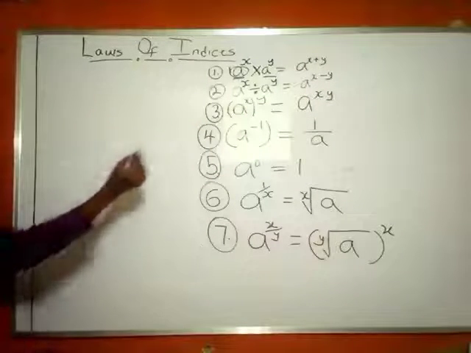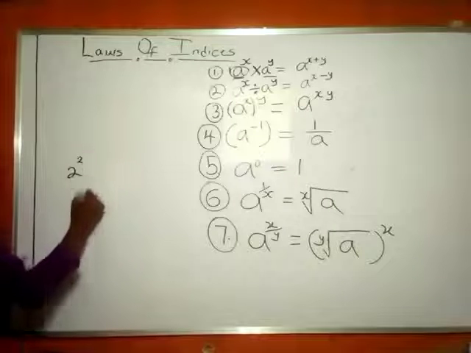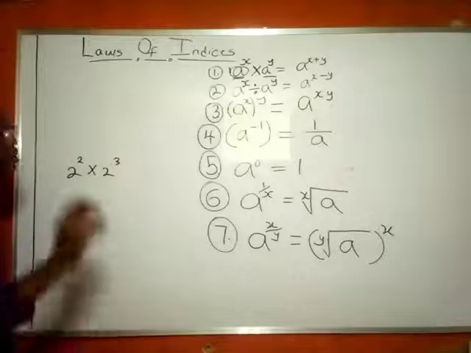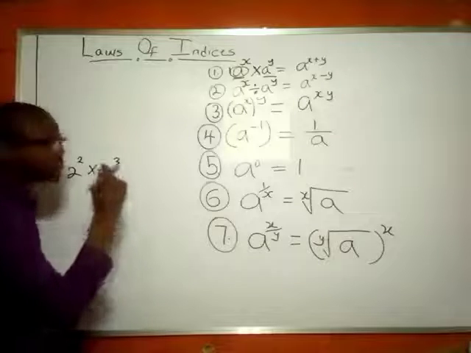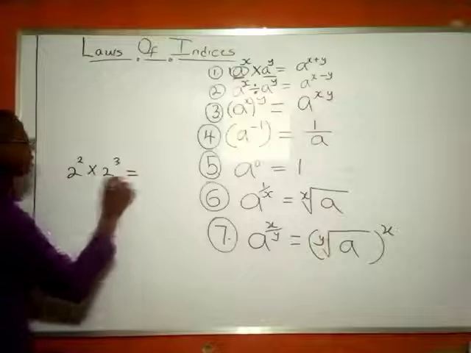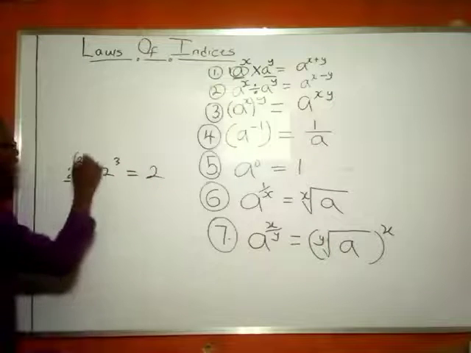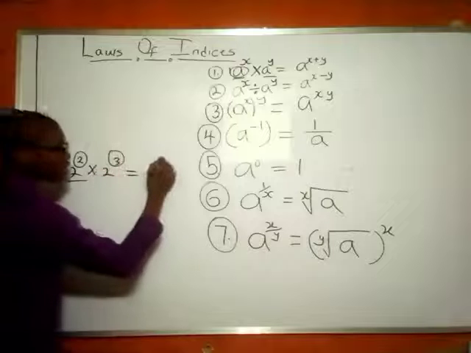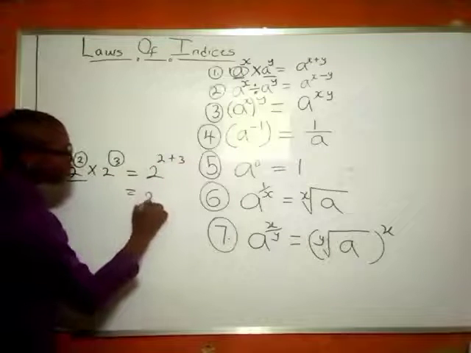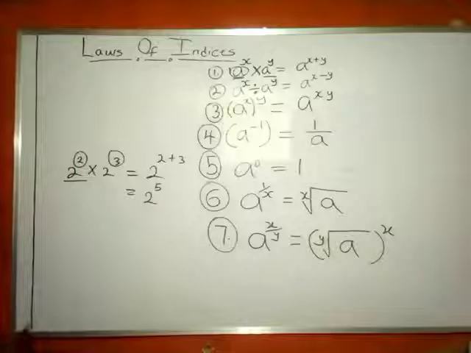Imagine we have 2 raised to power 2 multiplied by 2 raised to power 3. According to the first law of indices, we'll have this be equal to, you pick one of the base, which will be 2, then this plus this, that will be 2 plus 3, which will be equal to 2 raised to power 5. And that's the first law of indices.